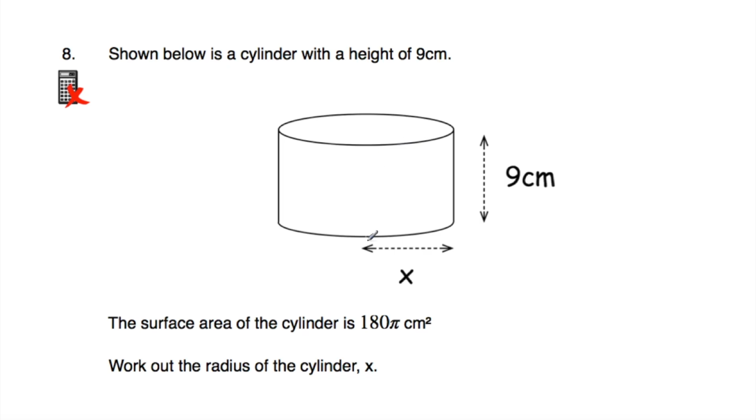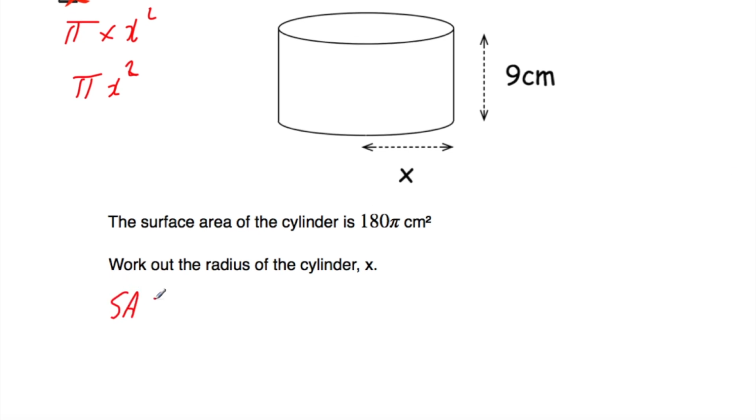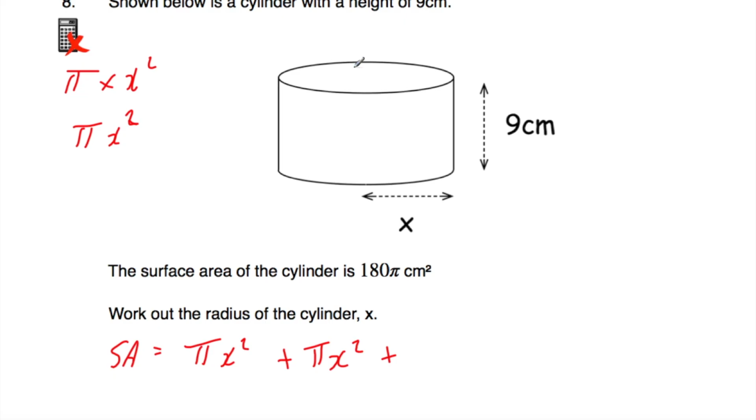Okay, so let's start off with the circle at the top. The radius is x, so we would do pi times x squared. So that'll be the area of the circle on the top, pi x squared. The area of the circle beneath will be the same, so I'm just going to write this down. The surface area would be pi x squared plus pi x squared plus, and then we've got the curved face.